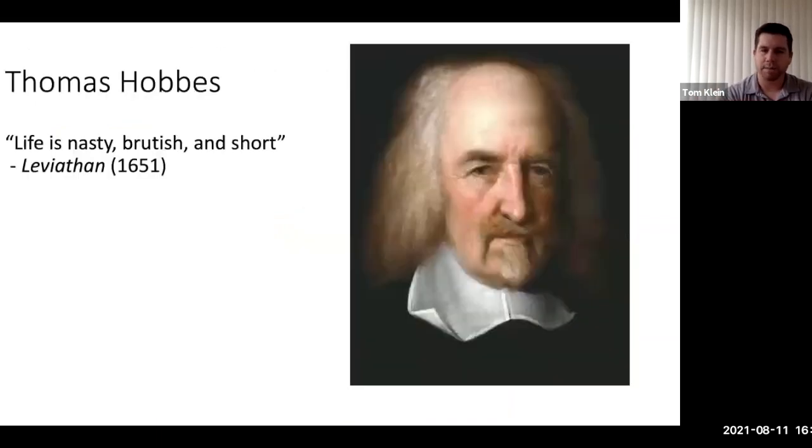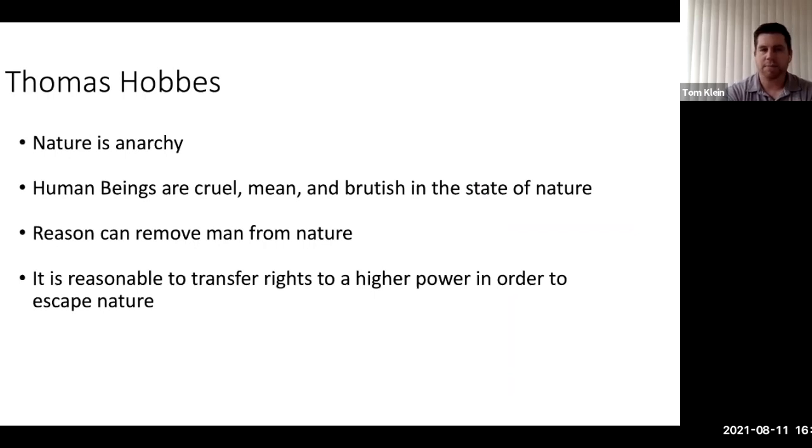Here's a picture of Thomas Hobbes, good-looking fellow. He's most famous perhaps for Leviathan, written in 1651, and his famous quote, "Life is nasty, brutish, and short." So definitely not the optimist was Thomas Hobbes. So to kind of recap, Thomas Hobbes believed that nature is anarchy. And again, not nature like deer and moose and trees. He means nature as in life without government. Human beings are cruel, mean, and brutish. In the state of nature, that is kind of our natural state.